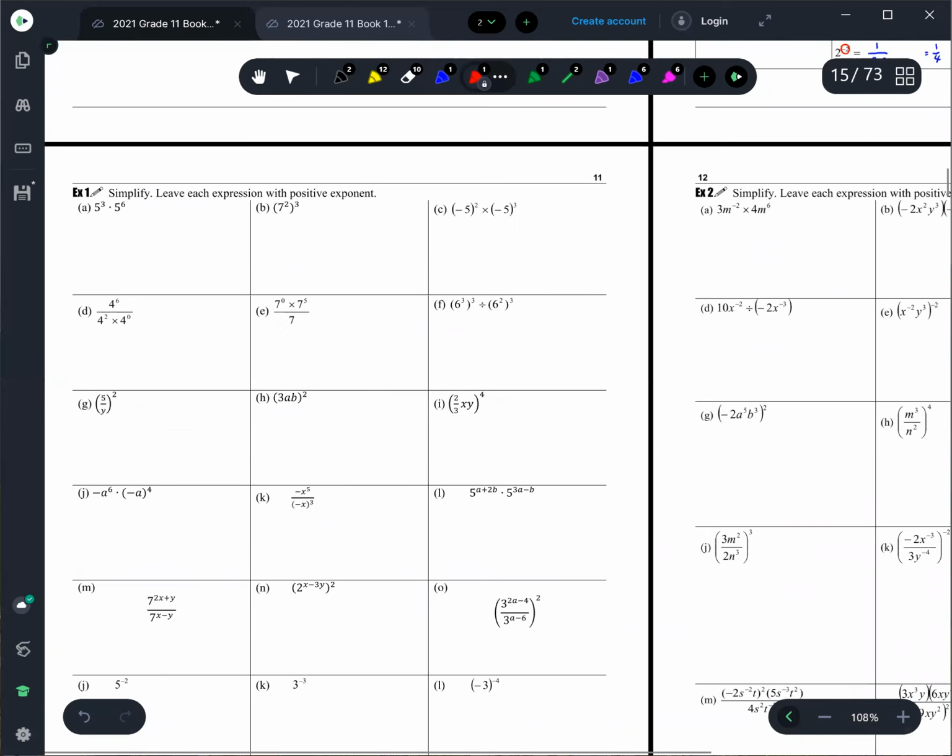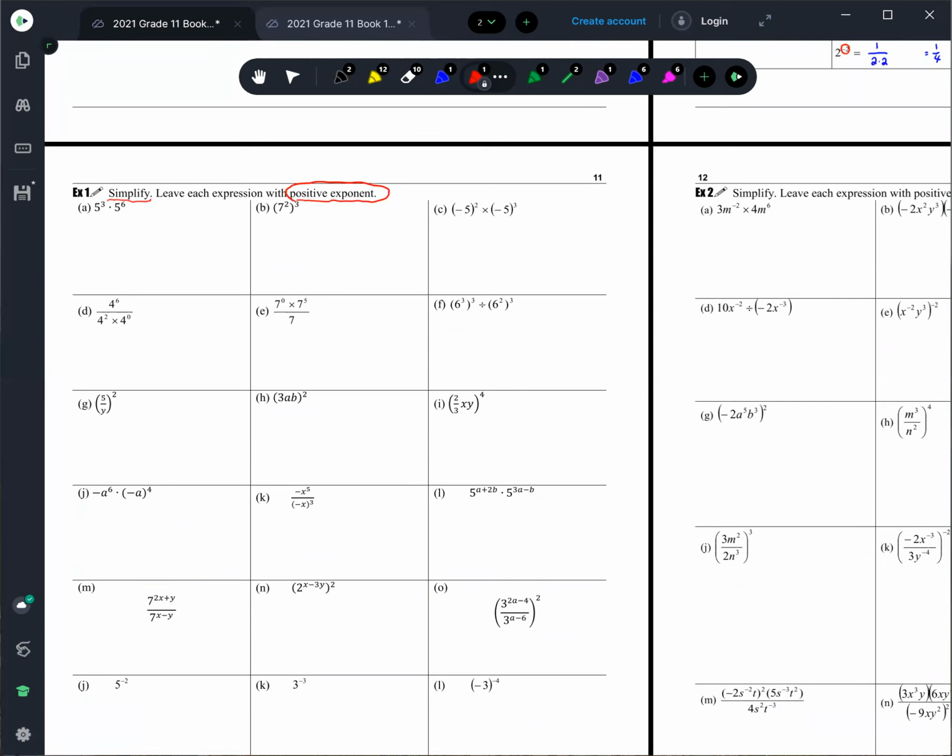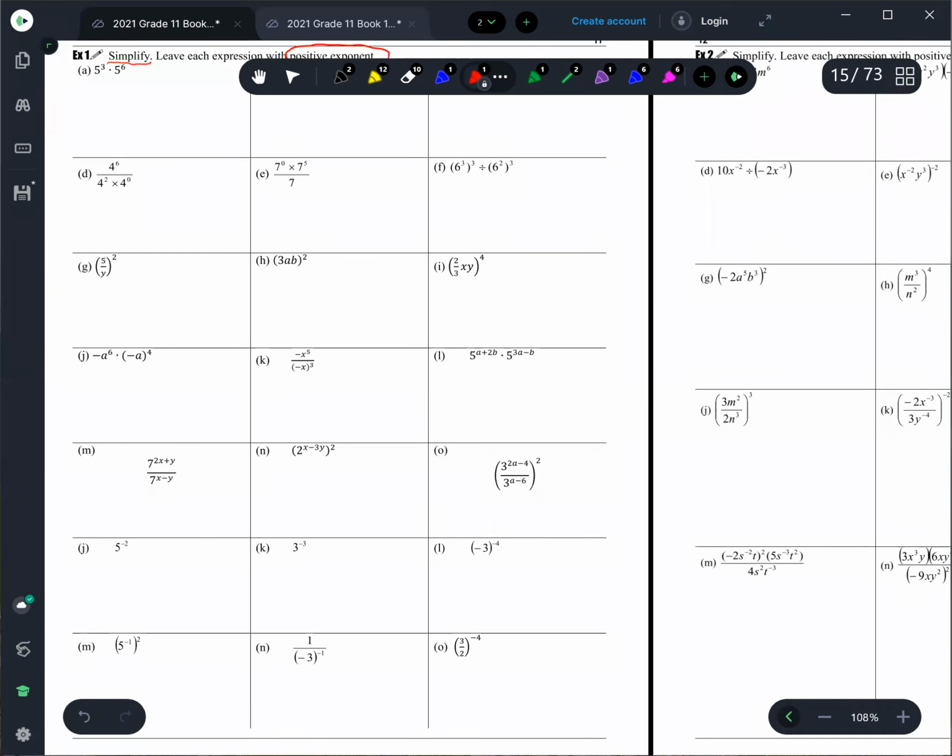So this part says simplify. Leave the expression with positive exponents. So if there's any negative exponent, you have to make it positive, right? I'll just circle them, and then I'll ask some of you to do it on the screen.